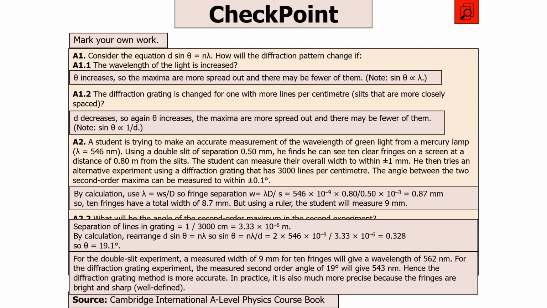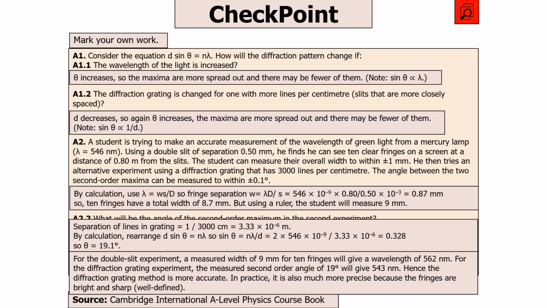Now, which one will give us a more accurate value? Well, for the double slit experiment, you measure a width of 9 millimeters, so therefore you would do plus or minus 1 over 9 to get that value, and then for the diffraction grating you'd be using a value of 19, so therefore it will be plus or minus 0.1 over 19, and then times by 100 in both cases, to work out your percentage uncertainty.